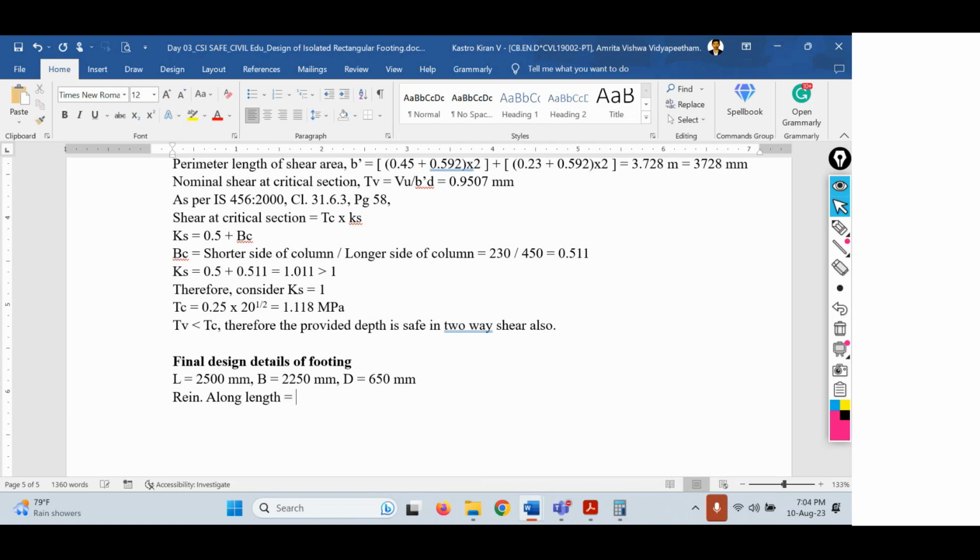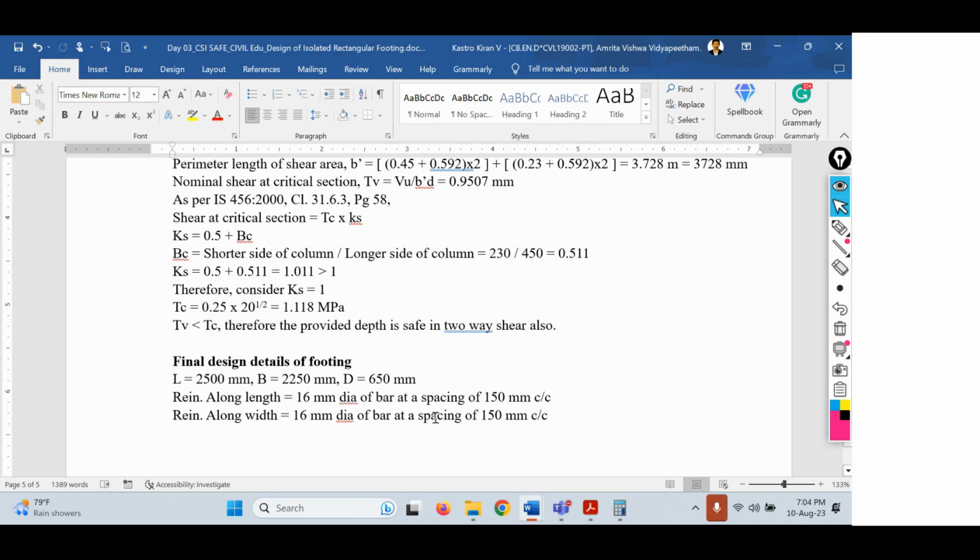We are going to provide, you can just write the value whatever we got here, 16 mm diameter bar at a spacing of 150 mm center to center. The same value we have taken along the width direction also. Reinforcement along width equals 16 mm diameter bar at a spacing of 150 mm. So this is how we can work with the design of rectangular footing or isolated rectangular footing.